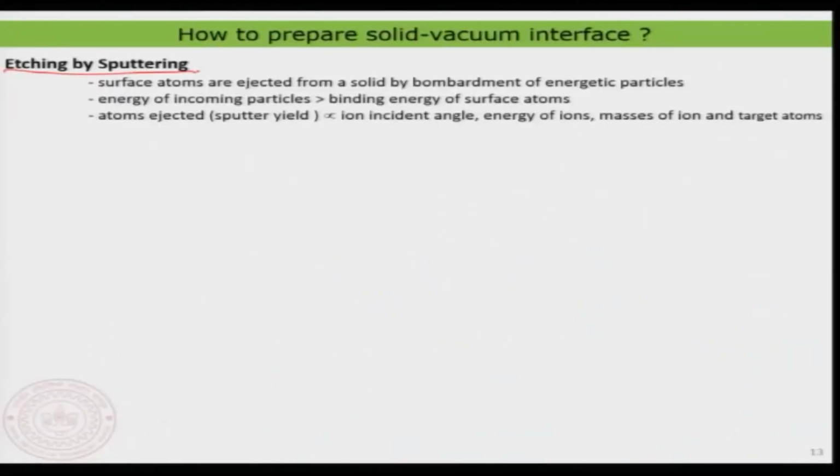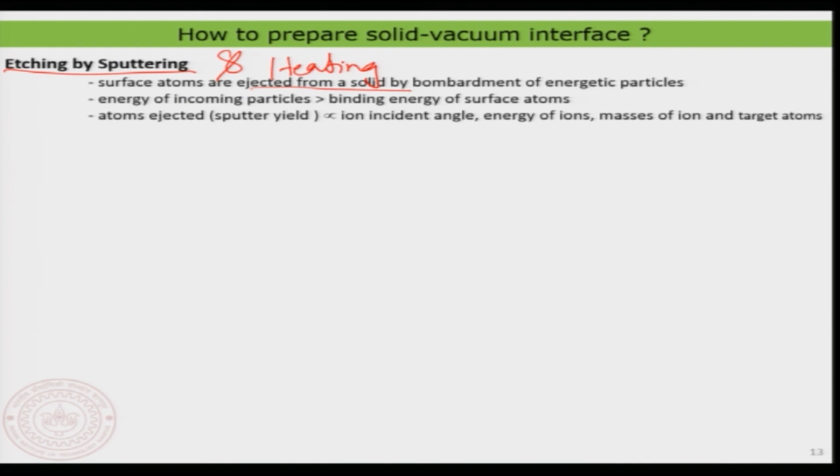Now, the most important method that people also use is something called etching by sputtering and heating, a combination of both sputtering and heating. What do you do by sputtering? Sputtering is very simple. As the name suggests, you have a beam of ionized atoms coming towards the material, and you bombard the material with fast moving ions, and using that impact energy you remove the atoms from the surface. So, that is the basic key of it.